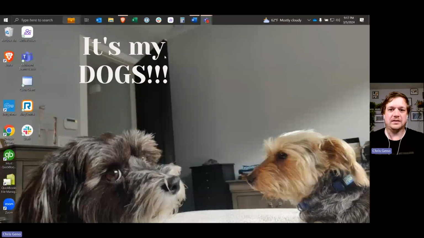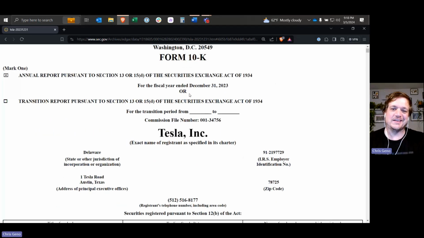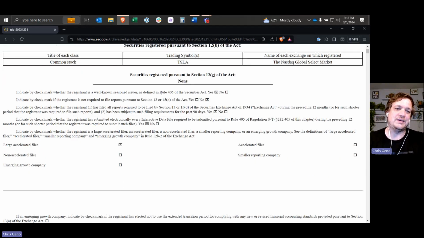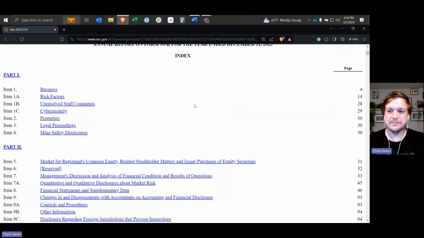Here we have Tesla's 10K. Like we talked about, there is a variety of sections within this 10K, a lot of information included here.